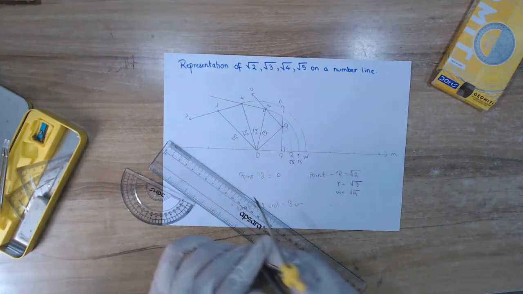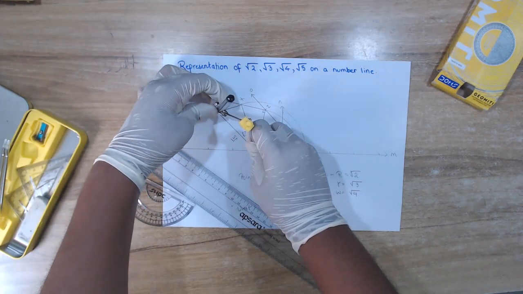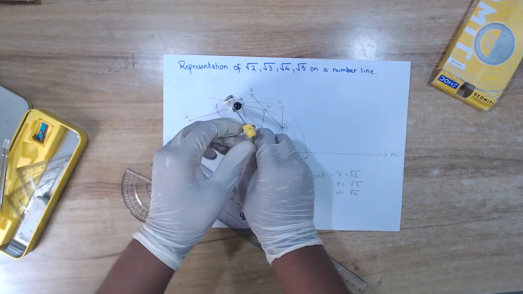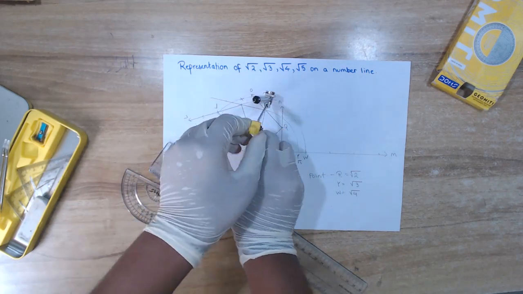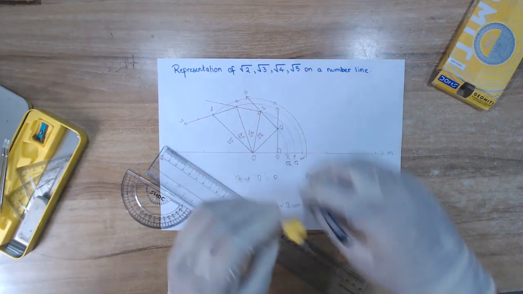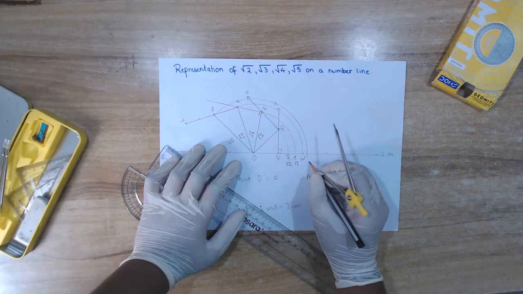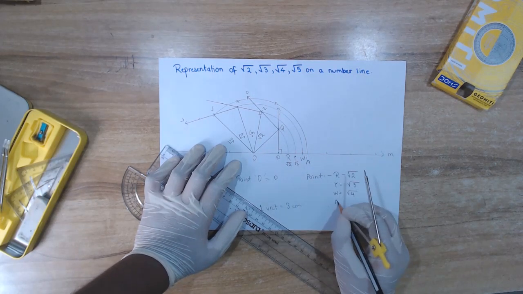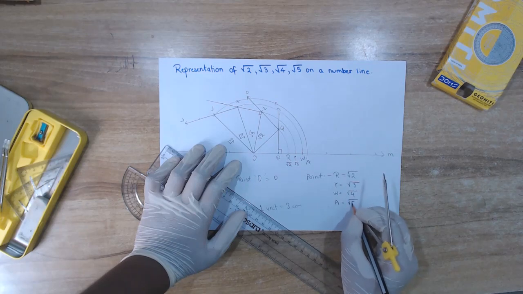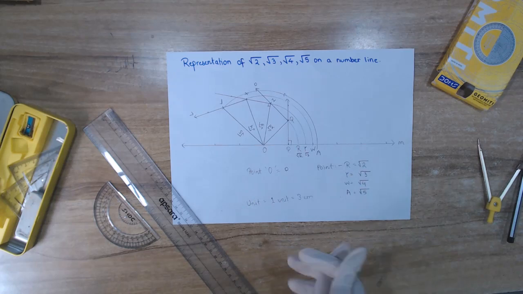Okay. Last, from 0 to point L. This is point, let's name this point as point A. Point A is equal to square root of 5. So you can see this all. Point R is equal to square root of 2, point Y is square root of 3, and W and A are square root of 4 and 5.